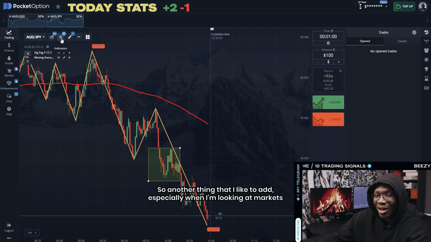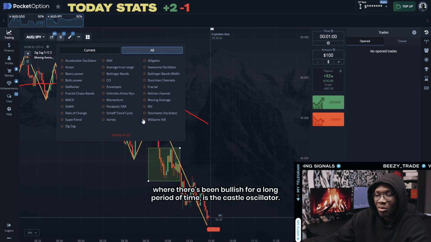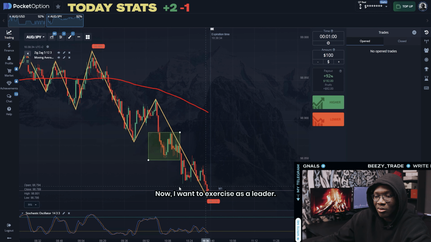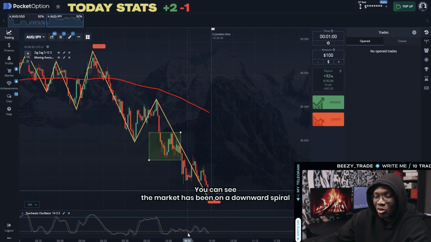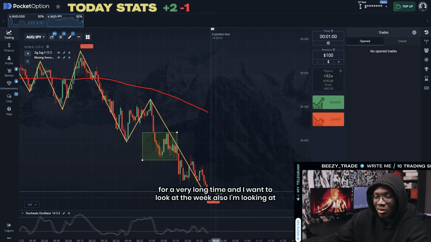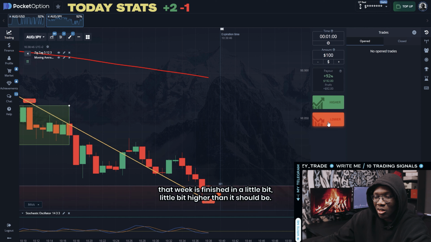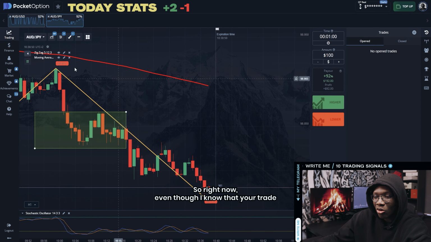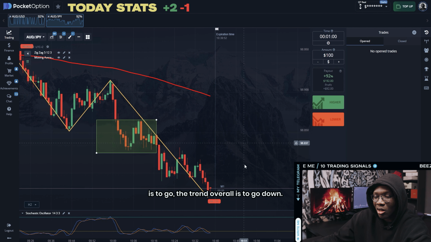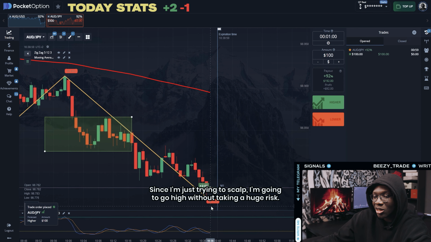So another thing that I like to add, especially when I'm looking at markets that have been bullish for a long period of time, is the stochastic oscillator. Now, when I add the stochastic oscillator, I'm looking at changes in the market, and I can see the market has been on a down spiral for a very long time. And now when I look at the wick also, that wick is finishing a little bit higher than it should be. So right now, even though I know that the trend overall is to go down, since I'm just trying to scalp, I'm going to go higher here, which is taking a huge risk.